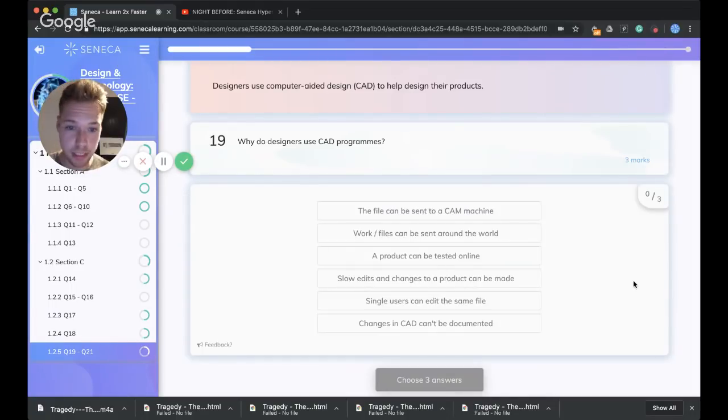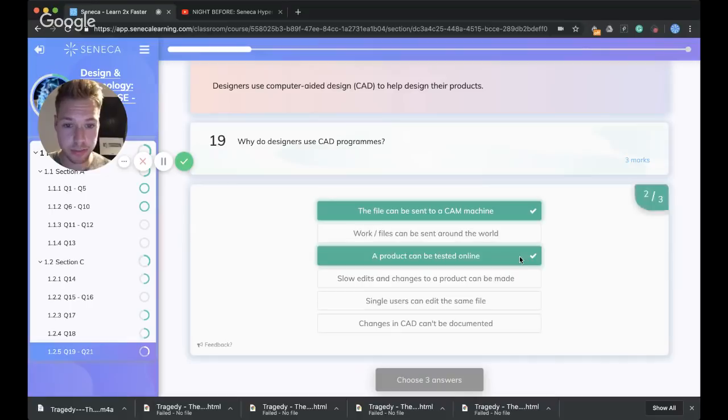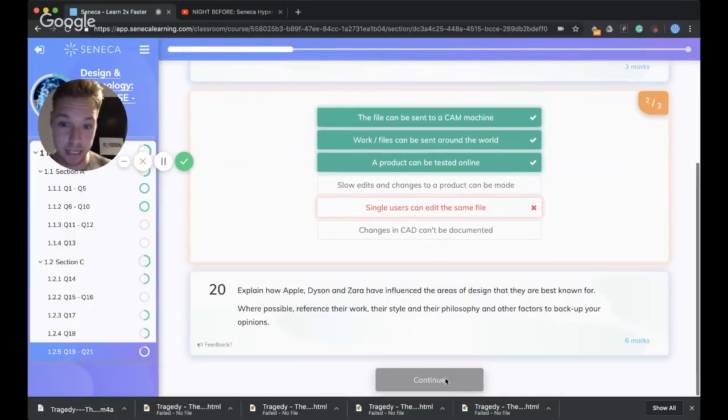Help in design. Yep, they can help in design. Yep, the file can be sent to a CAD machine, really good. Any other ones? Yep, the product can be tested online, really good. Yep, and then single users can edit the same file. Those are 3 really good reasons for using CAD.